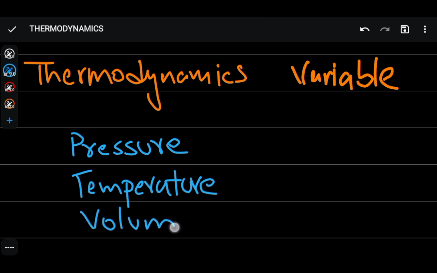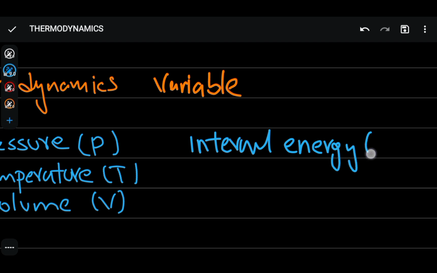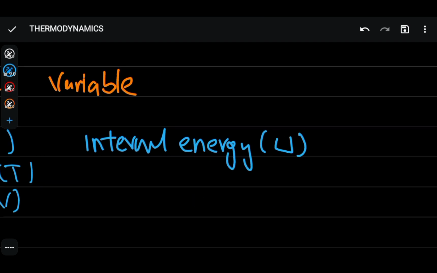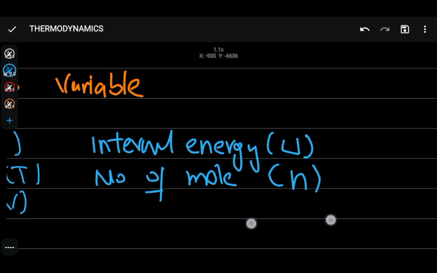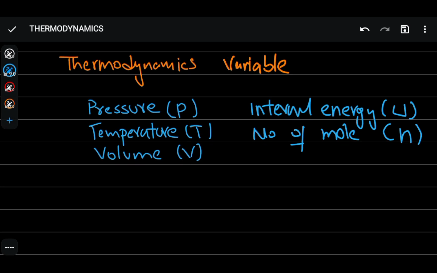let me even put the terms: temperature, pressure is denoted by P, and internal energy is denoted by a capital U, and number of moles, which is denoted by N. So these are the thermodynamic variables on which the process all matters. Thermodynamics basically lies on, in simple words, the parameters of thermodynamics.